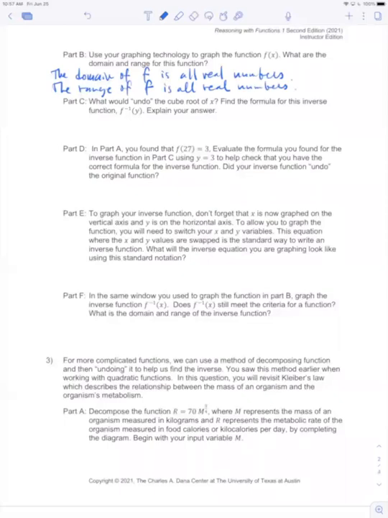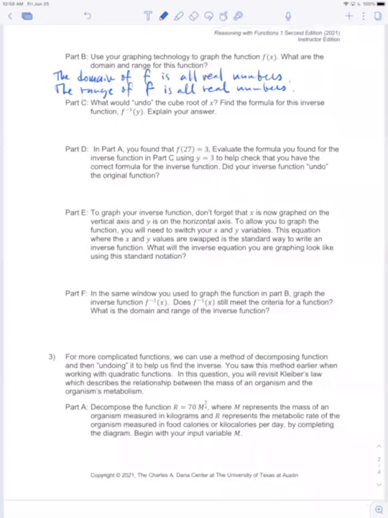What would undo the cube root of x? Find the formula for this inverse function, f inverse of y, and explain your answer. So what would undo the cube root? Why don't we write it like this? We'll write y is equal to x to the 1/3, and we can solve for x. We would take the cube of each side, and then we would end up with x is equal to y cubed.